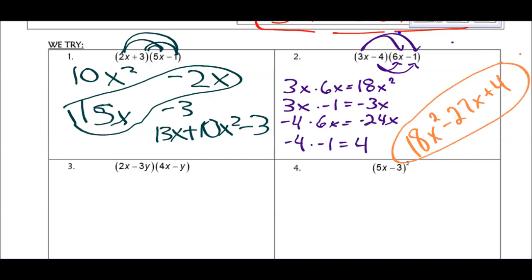Any questions on number 2? We're going to talk about at least 3 and 4 together. Questions on 2? Any problems with that?